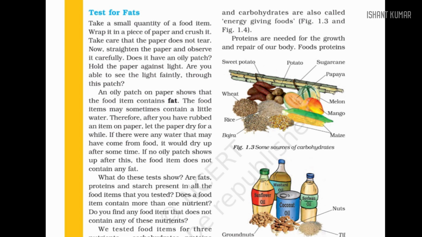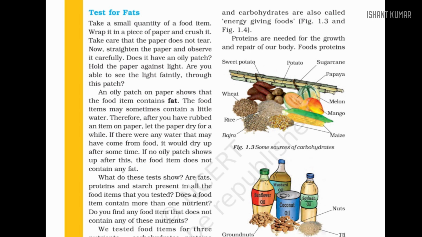Hold the paper against light. Are you able to see the light faintly through this patch? An oil patch on paper shows that the food item contains fat. The food items may sometimes contain a little water.